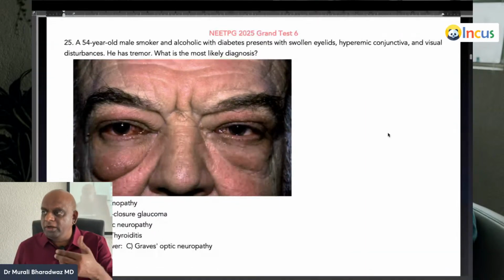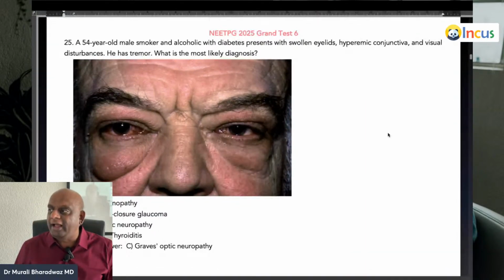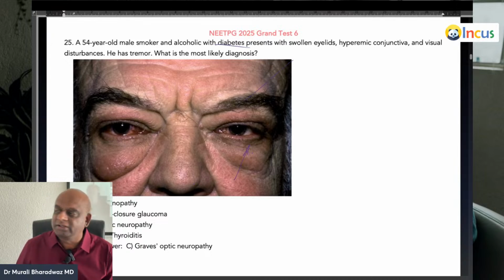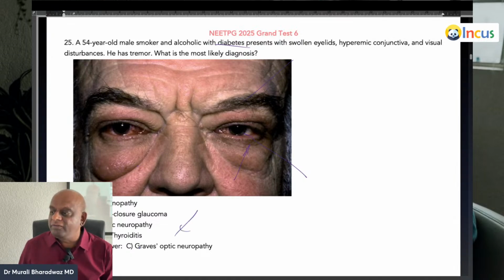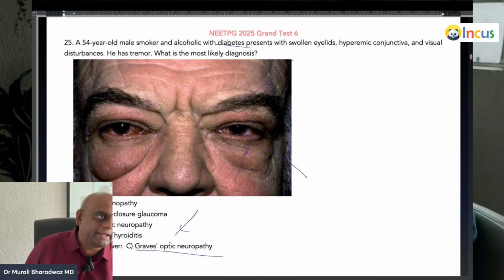A 54-year-old male smoker, alcoholic with diabetes, presents with swollen eyelids, hyperemic conjunctiva, visual disturbances. He is also having tremor. So which is classical of Graves' optic neuropathy.